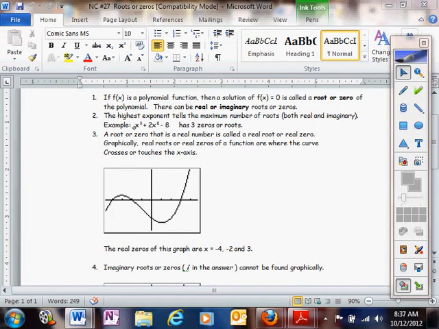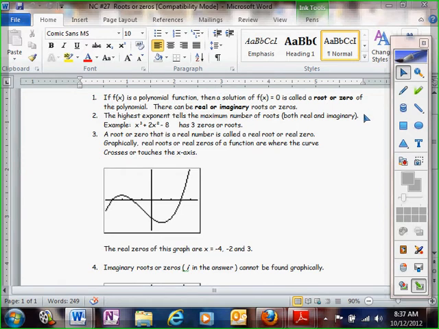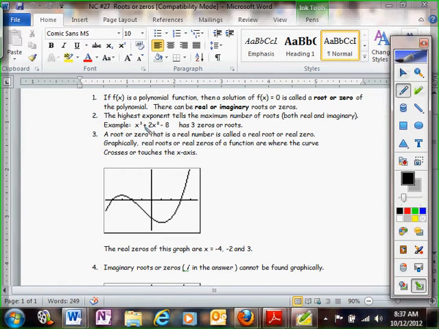Here's an example. So we have x cubed plus 2x squared minus 8. It's going to have 3 zeros or roots, or in other words, it's going to have 3 solutions when you solve for x. So if I were to actually try to solve this, I would get x equals 3 different solutions.